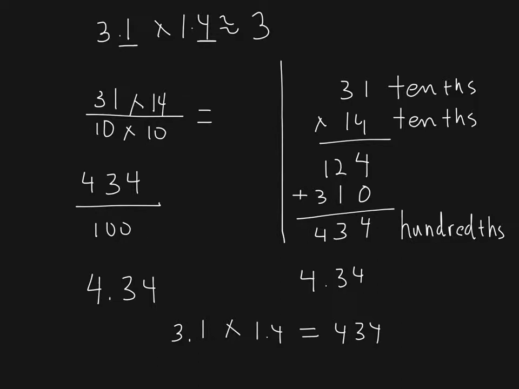I can ignore the decimals for a while, just do the math. 31 times 14, I'll get 434, and then I go back and look at my decimals. I have tenths times tenths, and that means I have hundredths. So I'm going to need 2 digits to the right of the decimal point, so I have hundredths in my answer as well. I would say this 4 and 34 hundredths, so that needs to be my unit.